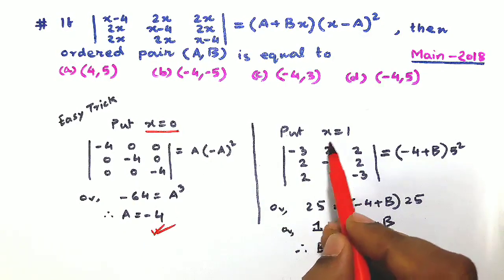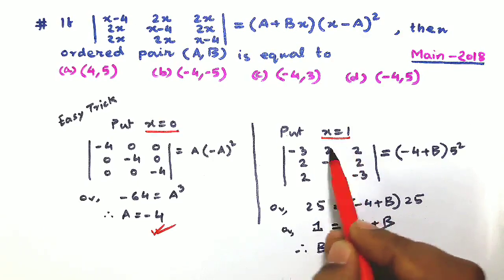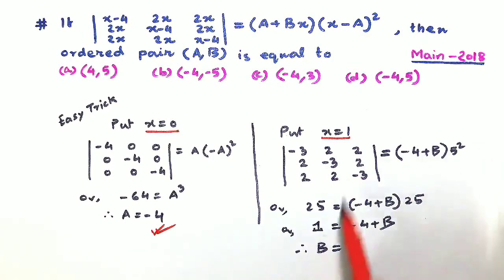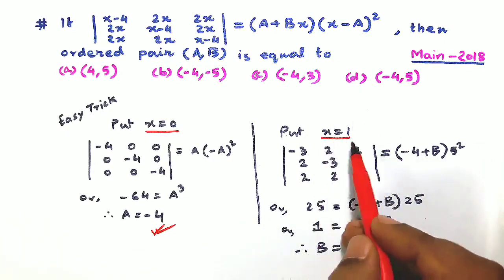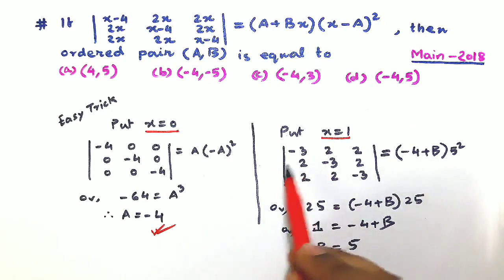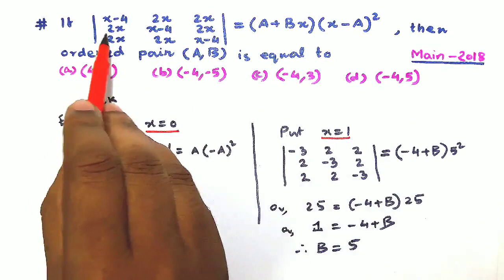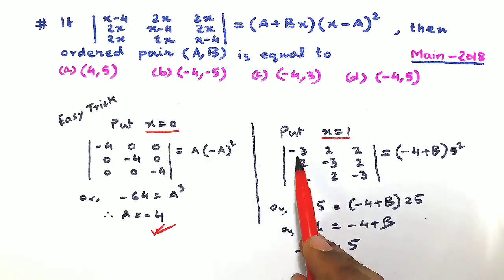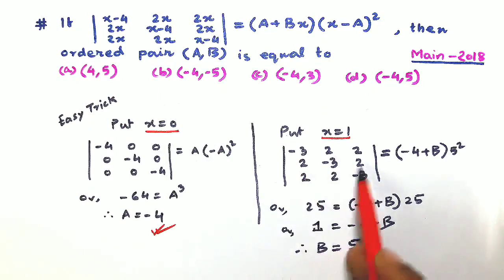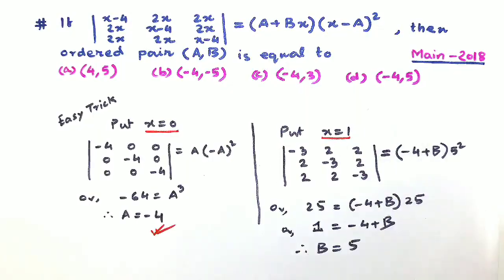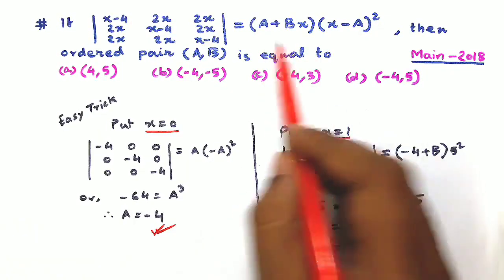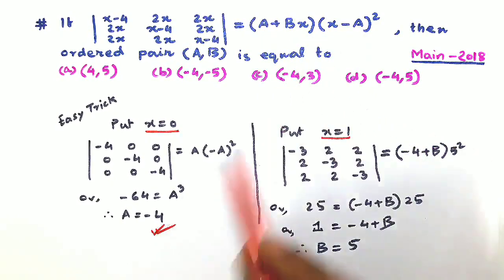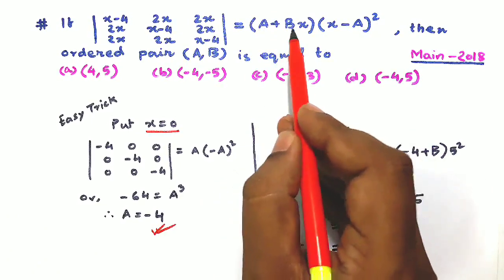Again you put another value of x, say x equal to 1, you may take x equal to minus 1, you may take x equal to 2, 3, 4, like this. So this is the simple way: take x equal to 1 and find the value of B. The determinant will be, if you put x equal to 1, 1 minus 4 that is minus 3, 2 into 1 that is 2, in this way minus 3, 2, 2, 2, minus 3, 2, 2, 2, minus 3. If you put x equal to 1 on the right side, you will find A plus B into 1, and since A is equal to minus 4, you can put minus 4 plus B into 1.